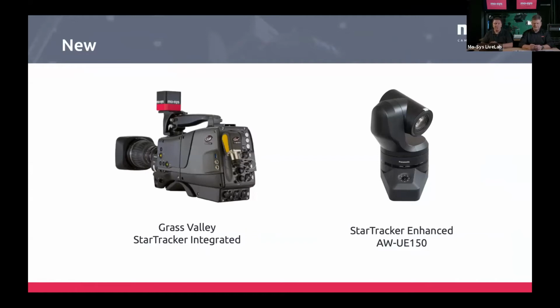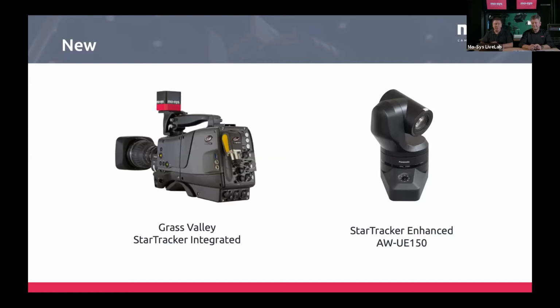And then we have the StarTracker for the UE150. UE150 is an amazing remote camera head and zoom and tracked head from Panasonic. And we basically stuck a StarTracker underneath, and that allows this combination to now explore space by moving within space, and therefore you have an impression of the 3D area or room you're in.